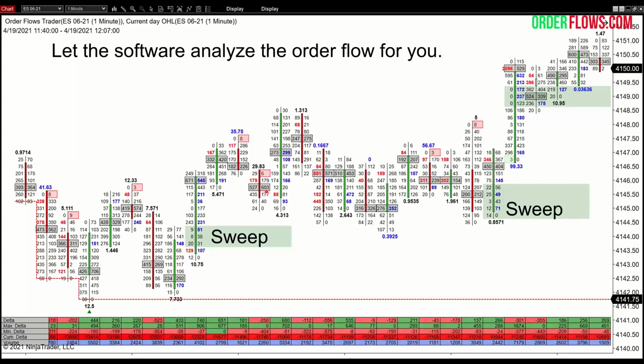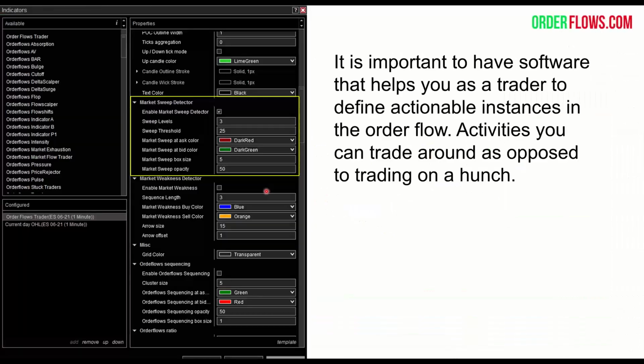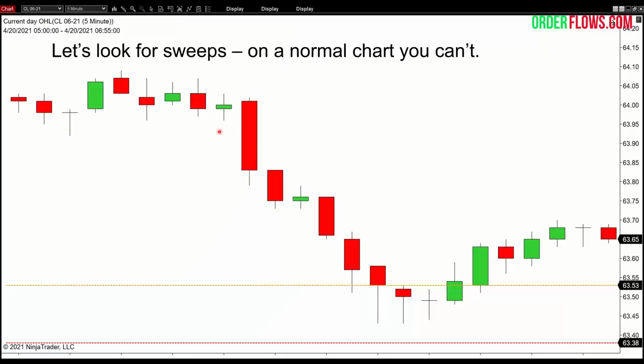Okay, but again, let the software analyze it for you. You could drive yourself crazy trying to figure this stuff out. Is this a sweep? Is this not a sweep? Have software do it for you. And in my software, the Orderflows Trader software, we have a thing called sweep detector. So we can see this activity when it's happening, as opposed to trading on a hunch. Yeah, I think there was a sweep there, but I'm not sure. We've defined the rules for it, and you can even adjust the rules.